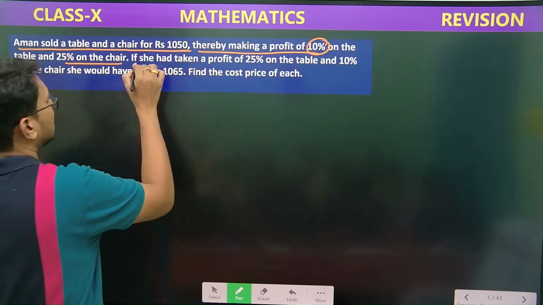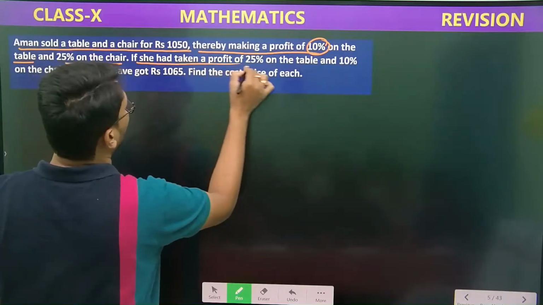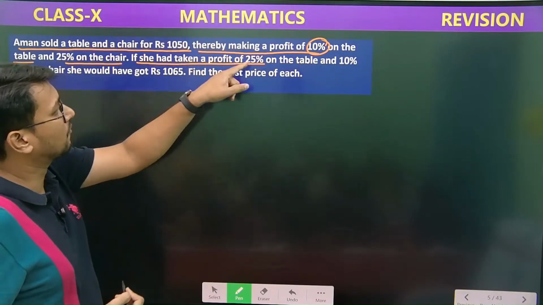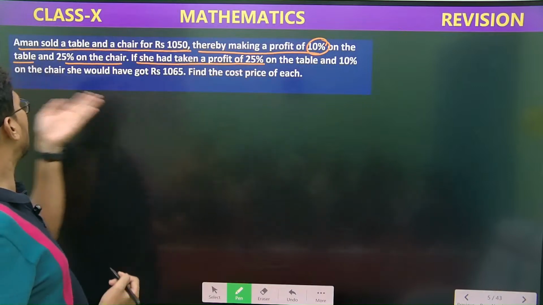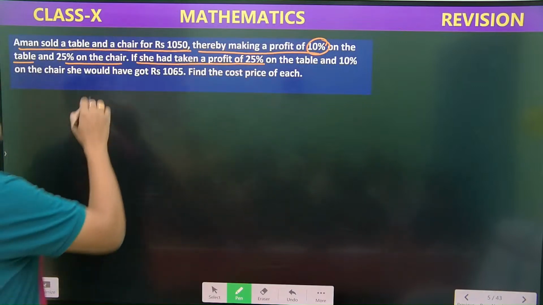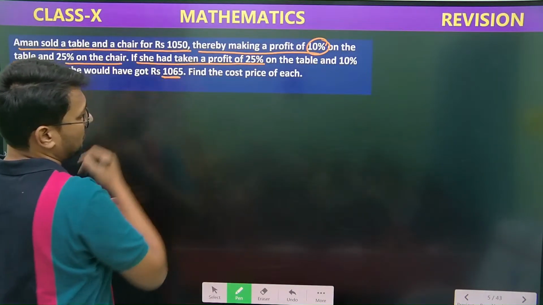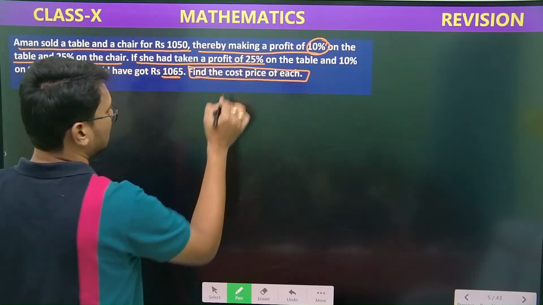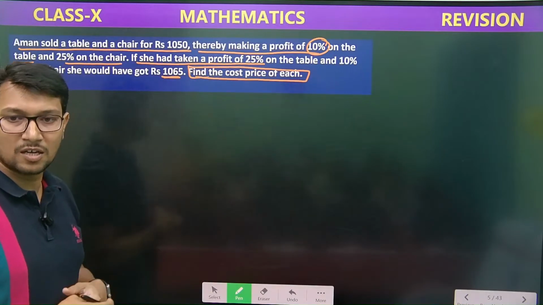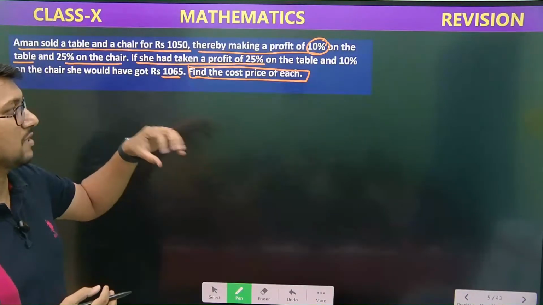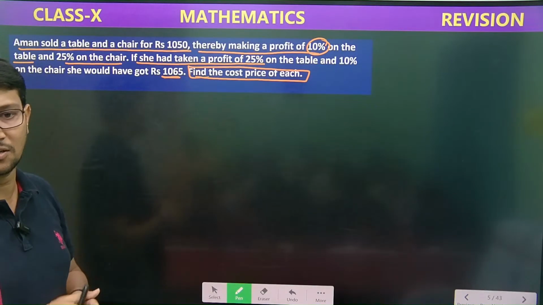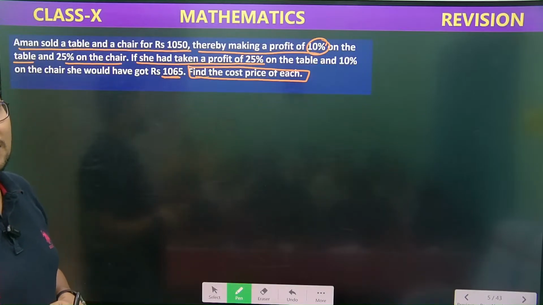Again, the second condition is saying: if she had taken a profit of 25% on the table and 10% on the chair, she would have got 1065 rupees. Find the cost price of each, means the cost price of the table as well as the chair is asked.